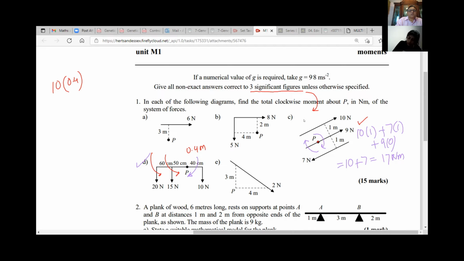And the other forces are negative because they are counterclockwise. So negative of 15 times 0.5, and negative of 20 times 0.6. So can you figure out how much this is?